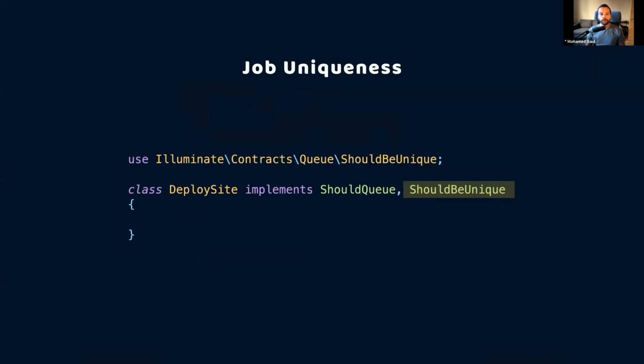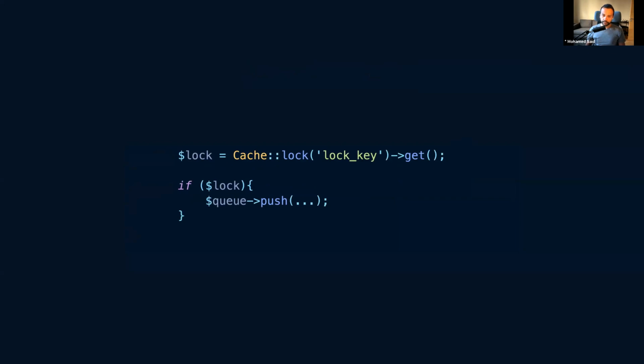One final feature that we are going to look at here in the dispatching part is job uniqueness. To implement job uniqueness, all you need to do is implement the ShouldBeUnique interface on your job instance. What Laravel does is that when you dispatch a job, it will try to acquire a lock on this job using the cache facade, or the cache component of Laravel. If it was able to acquire the lock, that means that there is no other job that was able to acquire the same lock. The lock is free to acquire. When it acquires it, it will push the job to the queue.